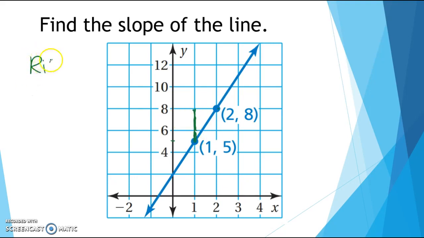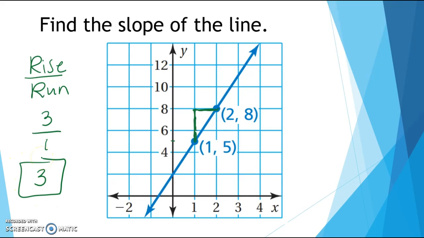So rise over run. Our rise is 3. Our x-axis goes by 1, so we don't have to worry about that. So we move on our x-axis 1. So our answer is just 3 is our slope.